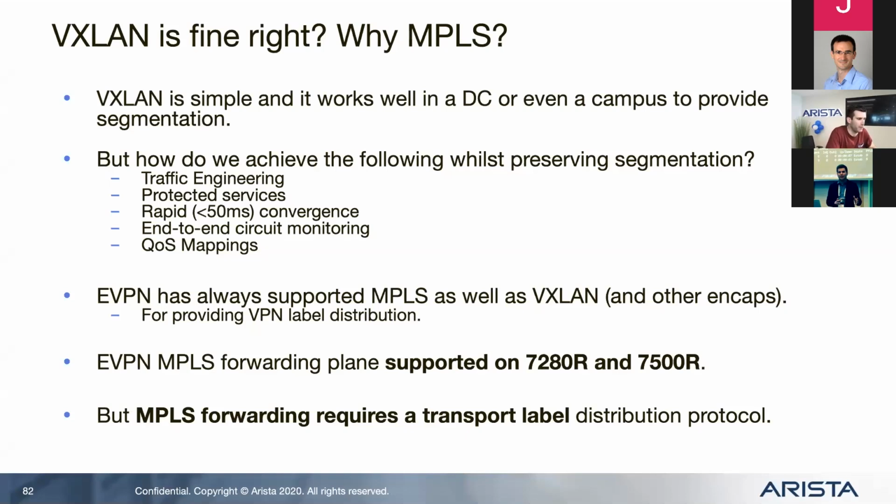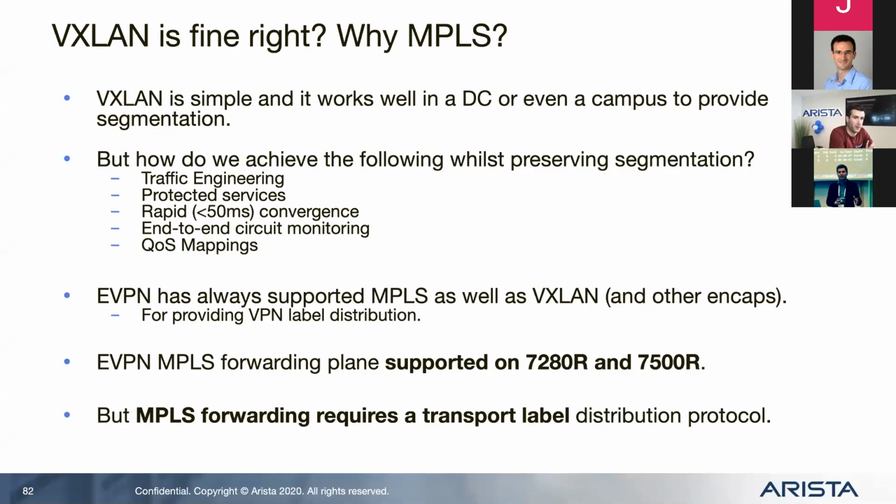MPLS is something that we've probably seen more in the WAN, in data center interconnect, where customers want to preserve segmentation, but they want to achieve features like traffic engineering, protection of services or protection of paths, rapid convergence in a failure situation, end-to-end circuit monitoring, or QoS mappings. For those of you who operate MPLS networks, I'm sure these are services you're familiar with that you might want to leverage with EVPN.